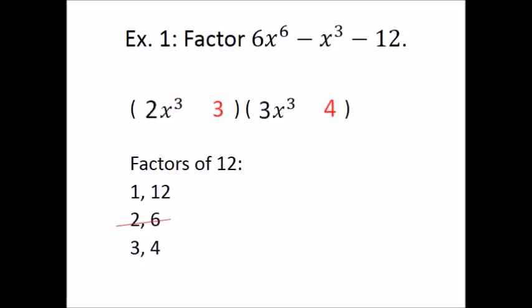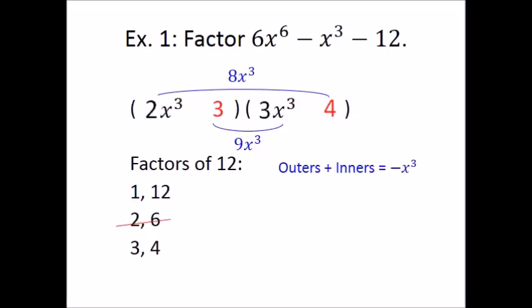Next, to test this out, I'll multiply the outers and inners from FOIL to see if I can get the middle term to work. So the outer terms have a product of 8x to the 3rd, and the inner terms have product 9x to the 3rd. These must add up to the middle term, -x to the 3rd. To make this happen, the 9x to the 3rd must be negative, and the 8x to the 3rd positive. So to make 9x to the 3rd negative, the 3 must be negative. This makes my factors 2x to the 3rd minus 3 and 3x cubed plus 4.